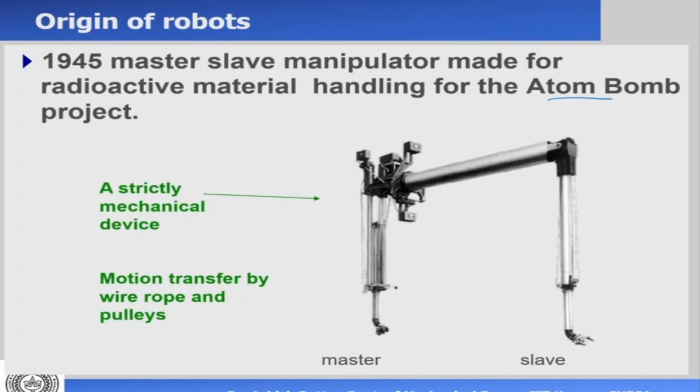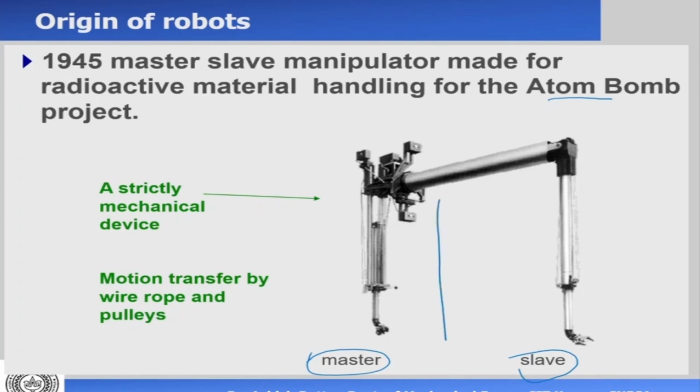So in order to handle this radioactive material, they made this mechanism, a master-slave manipulator. How this works is there is a master on the left side, and there's the slave. The master and the slave are identical in terms of the number of joints they have and the number of motions they can do.